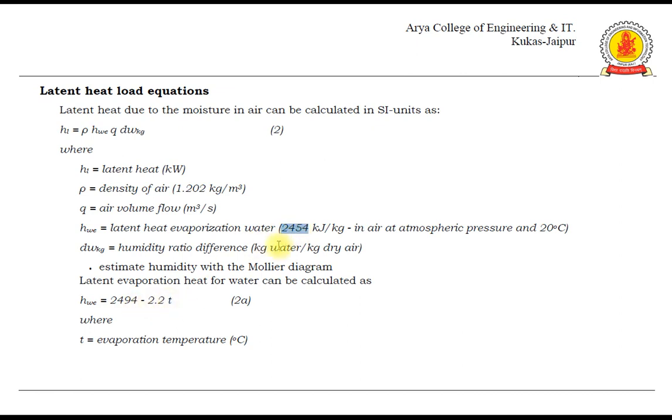This load is calculated from this equation at 20 degrees centigrade. So we have multiplied 20 with this 2.2 and subtracted it. But for practical purposes, we will be taking it as 2500 in our numericals. dW is the humidity ratio difference, that is kilogram of water per kilogram of dry air.